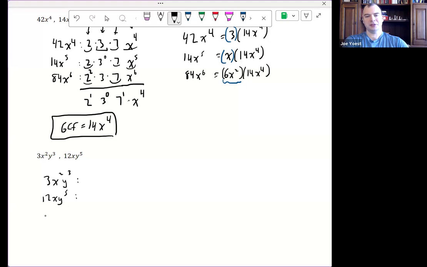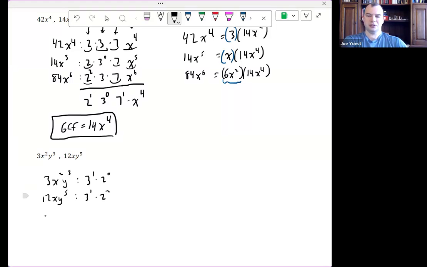let me do the numbers first. So 3, while its prime factorization is just 3, we'll write it as 3 to the first. 12 is 3 to the first times 2 squared. 3 to the first times 2 to the 0, I guess, if I really wanted to be pedantic and be very clear about what's going on here.